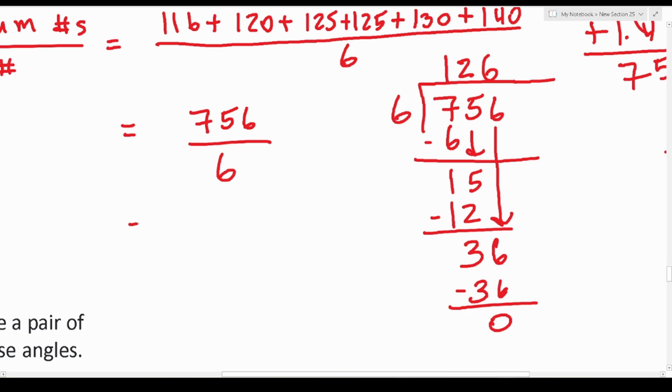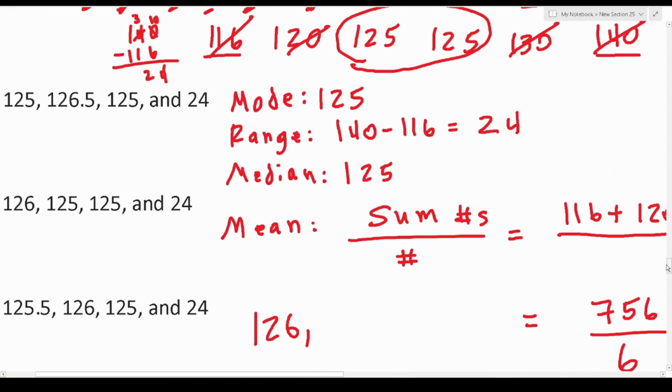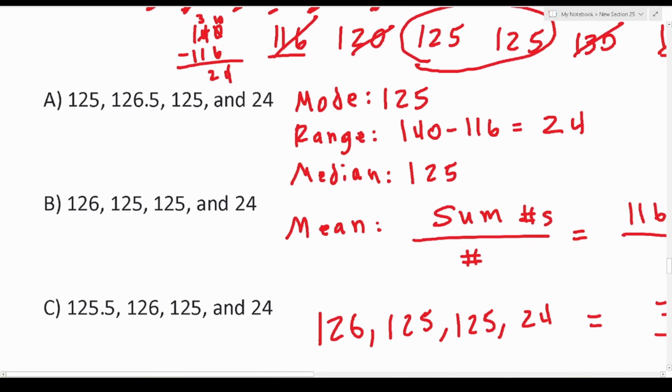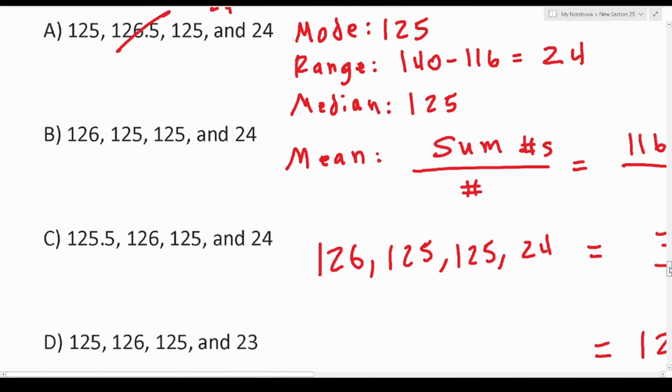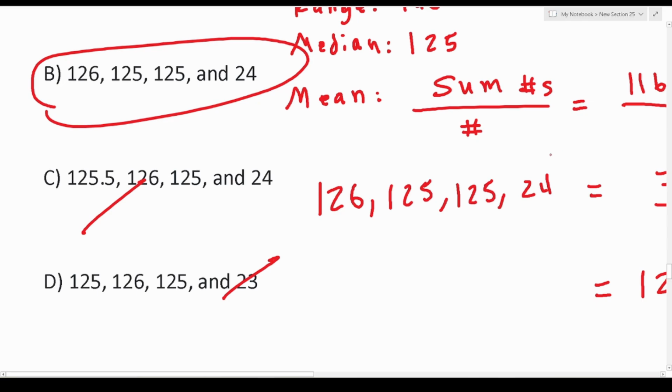So we can see that the average in this case is 126. All right, so for our answer, we're looking for 126. That's our mean. 125, 125, and 24. Okay. This has a decimal in it, so we know that's not it. And this has a decimal, so we know that's not it. This has a 23, not a 24. 126, 125, 125, 24. All right, so this one's it. Okay, so that's that one.